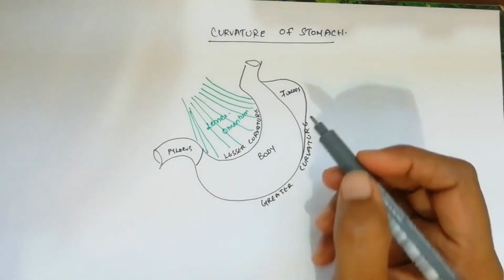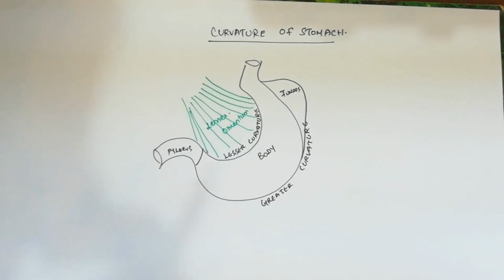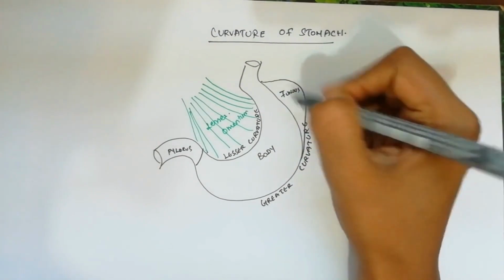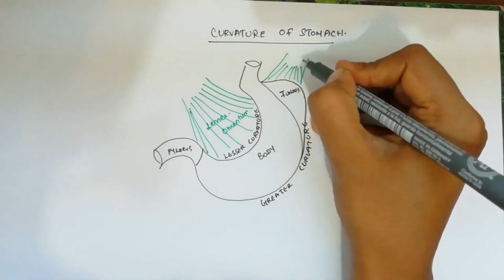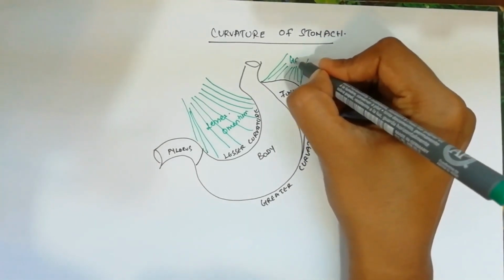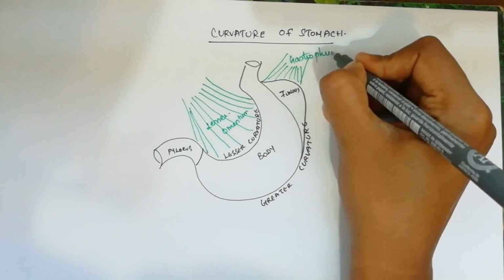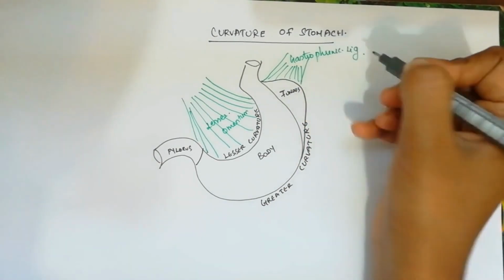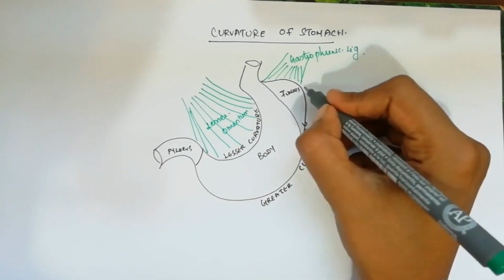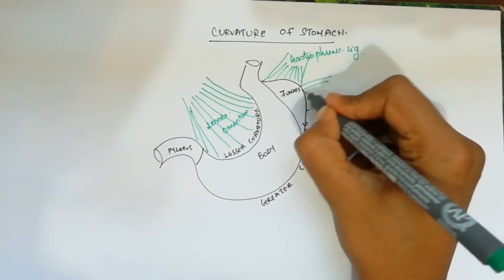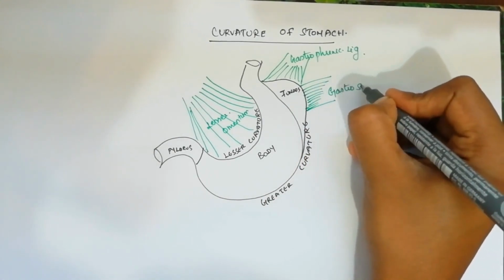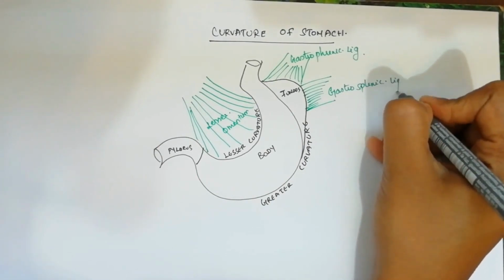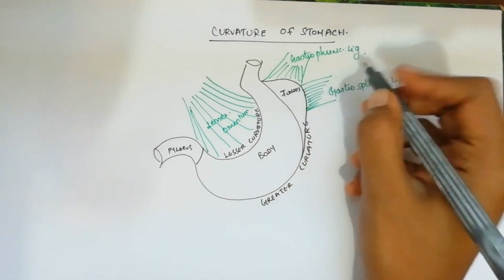Near the fundus we have got two ligaments attached. One is to the diaphragm, another one is to the spleen. The greater curvature going above towards the diaphragm, we are calling the gastrophrenic ligament. And then from the fundus to the spleen we have got another ligament, and we are calling that the gastrosplenic ligament, which is passing from the fundus to the spleen.